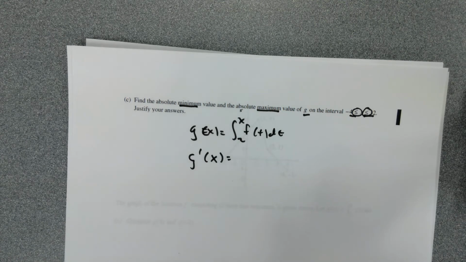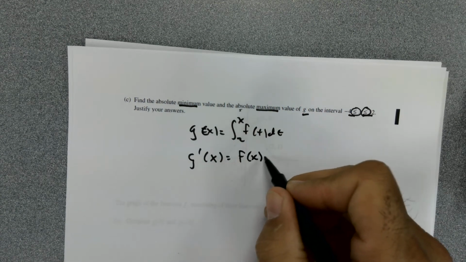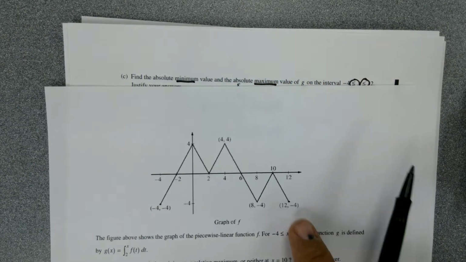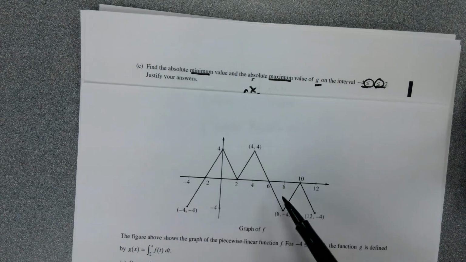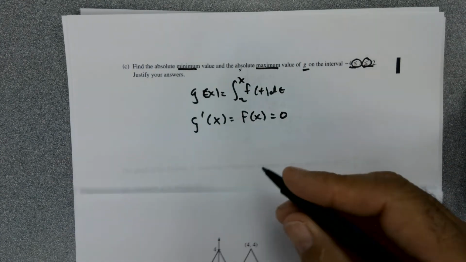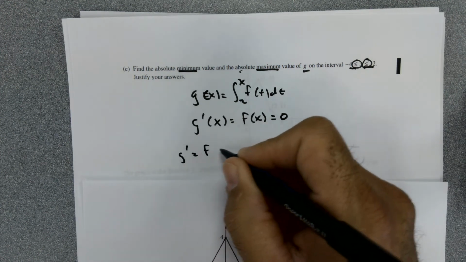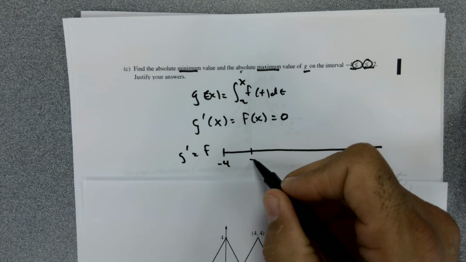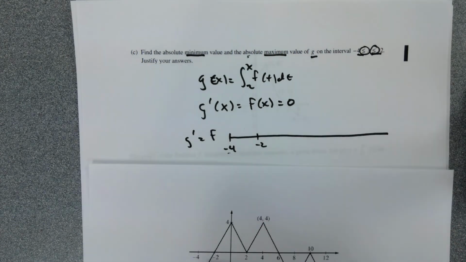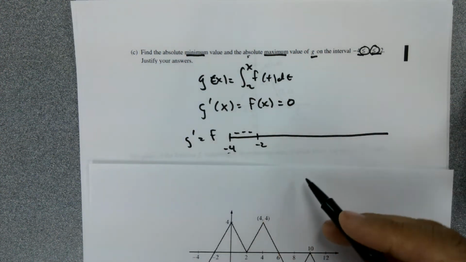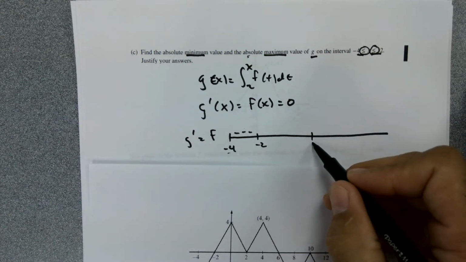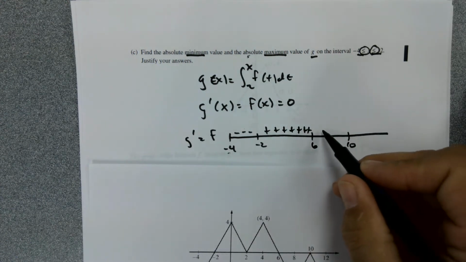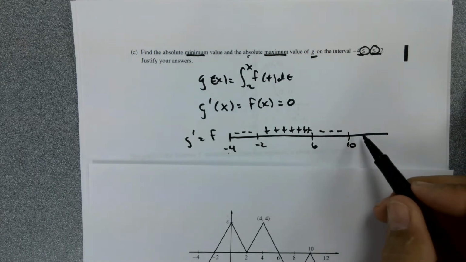I have to take the derivative and set it equal to 0. So g prime of x is equal to f of x, and I have to set that equal to 0. What does f look like? That's this graph, so I need to find all the zeros, in other words all the places where it crosses or touches the x-axis. So g prime is equal to f. If we do our line justification, we go from -4 to -2, where f is negative because it's below the x-axis, and from -2 all the way to 6 it's positive because it's above the x-axis, and from 6 to 10 negative, and from 10 to 12 negative.